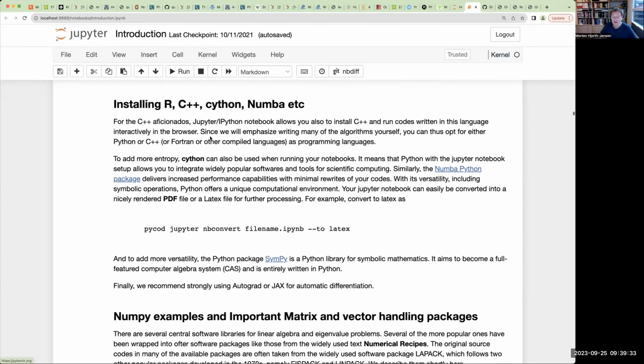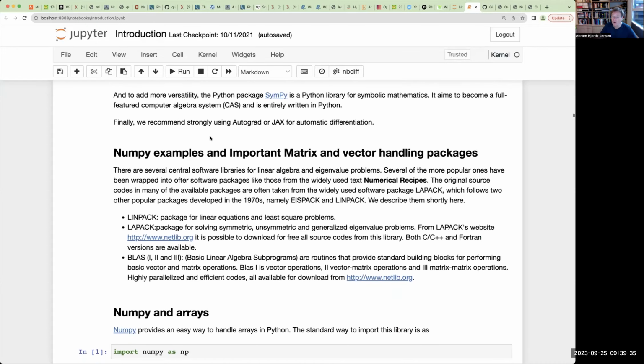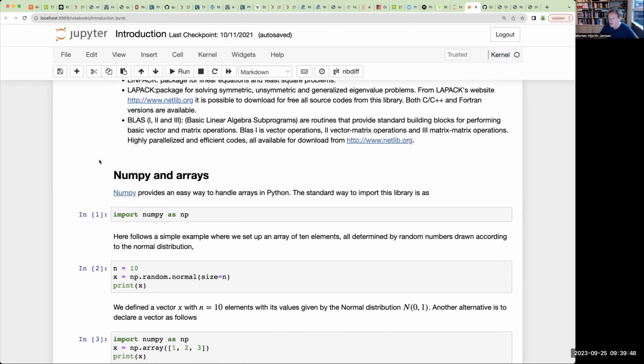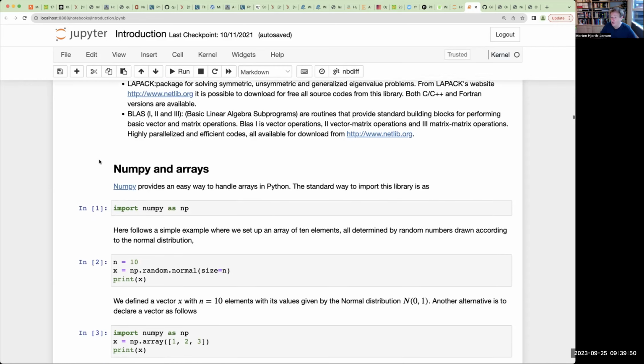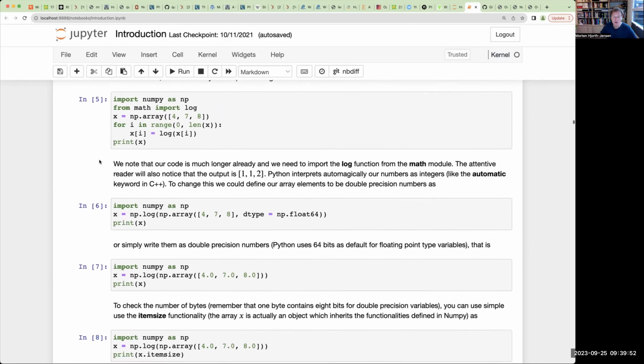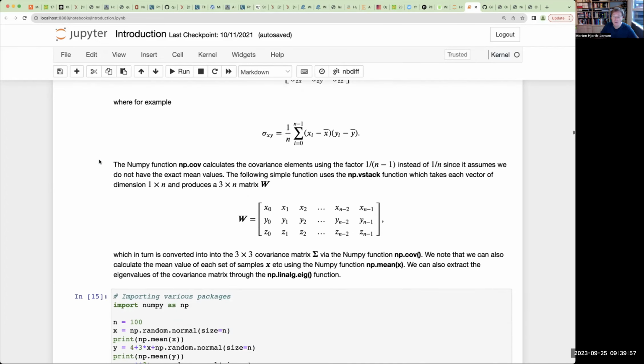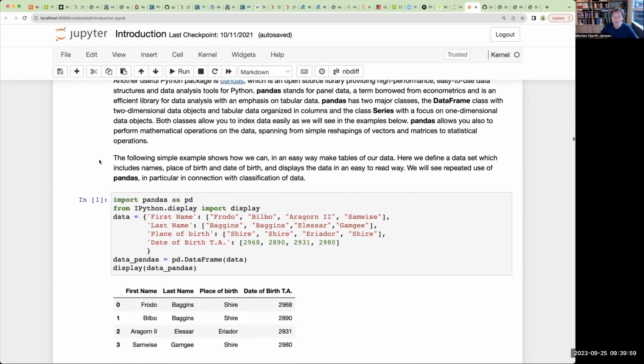So we are not going to go through this. You can take a look at some of these things. There is more material and we will have time to cover it during the lectures. You can find a small introduction to NumPy and arrays. And if you are a little bit rusty with Python, feel free to take a look at that. You can also include pandas, which is a very nice library. So let me just scroll down a little bit.